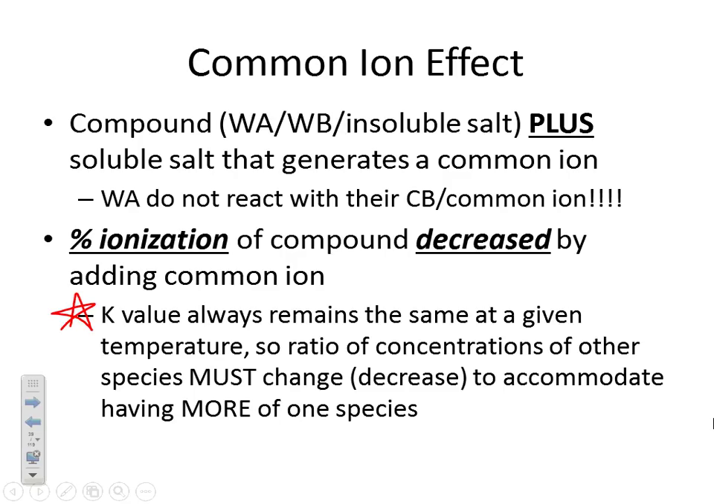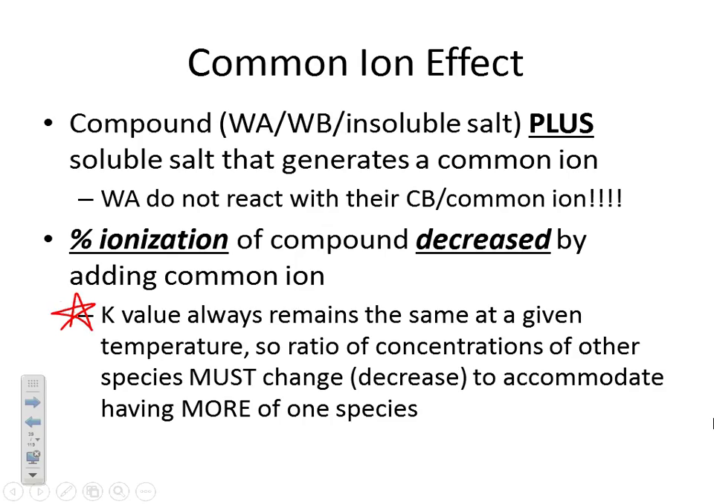Why does it do that? Why does it shift left, even if we haven't really talked about Le Chatelier yet? It's because the K value is a constant, and the K value is a ratio of products to reactants. Products are on top, reactants are on bottom. And if you suddenly increase your amount of product, you have to get the ratio back. K has to be the same value all of the time.